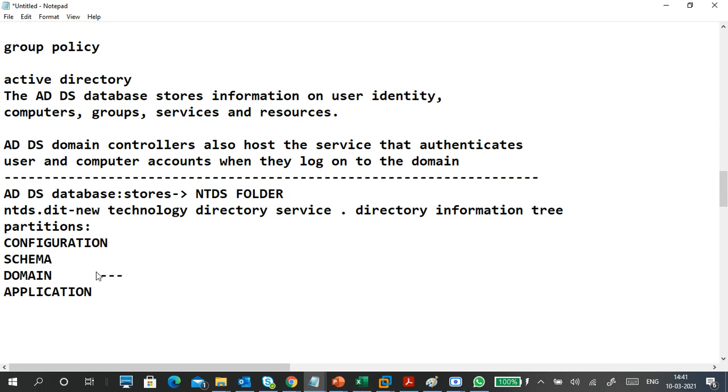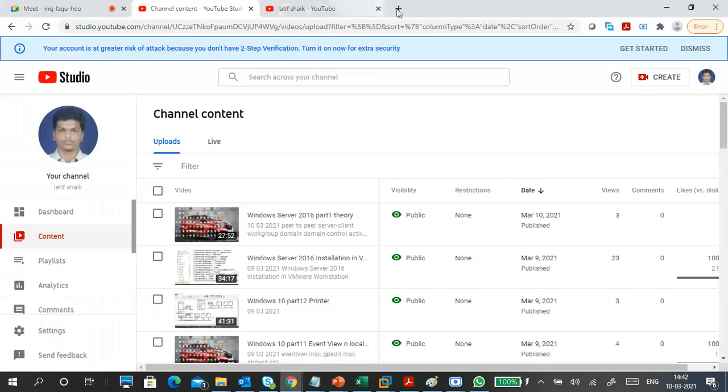So the domain partition contains users, groups, computers, services, and domain services and resources. So what do resources mean? Printer, scanner, and all kinds of stuff come under resources. Okay, so if you want to search, then you can also search.